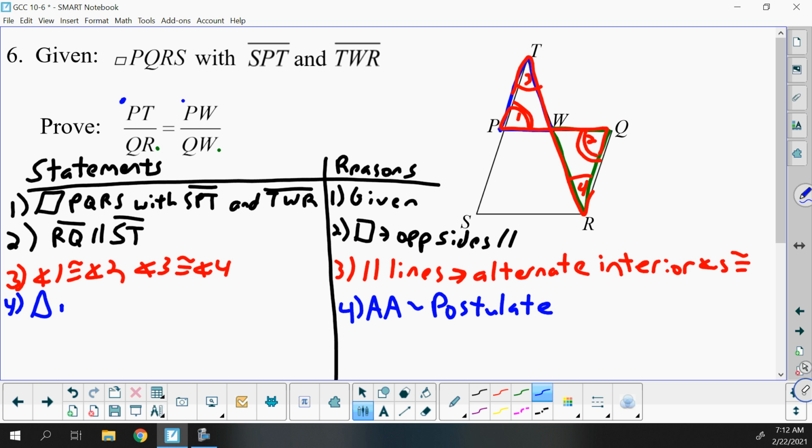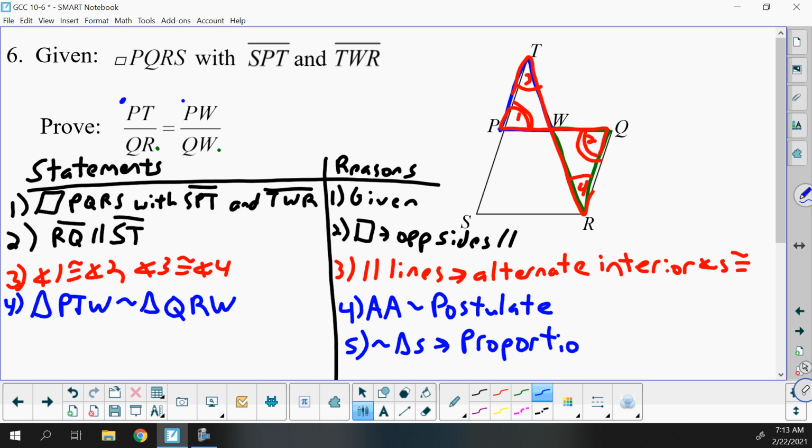First triangle, let's call PTW, is similar to triangle. P was our alternate interior with 2 marks, so that matches with Q. T was our alternate interior with 1 mark, that matches with R, and then W was the third one. And then to finish this off, we've got our similar triangles implies proportional sides. And our statement is just what we wanted to prove.